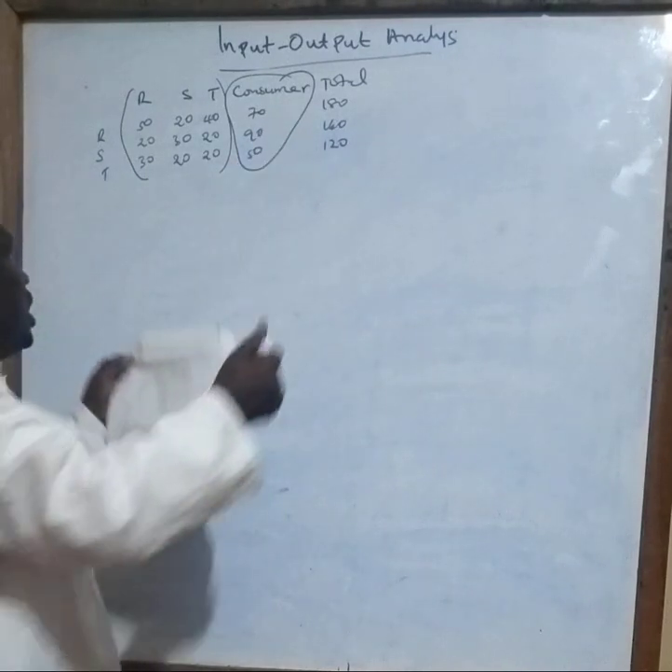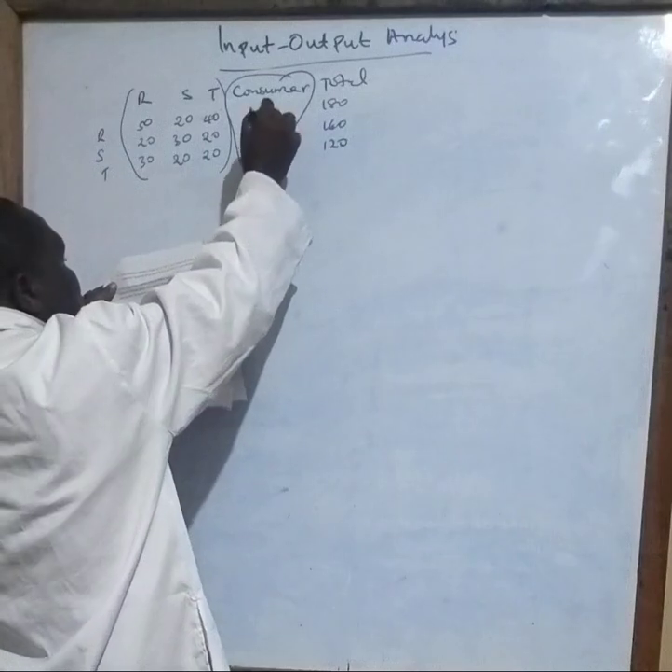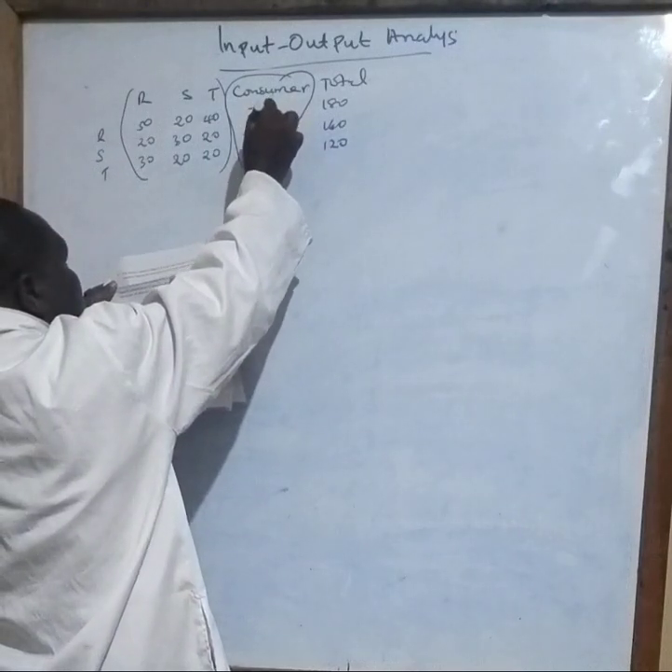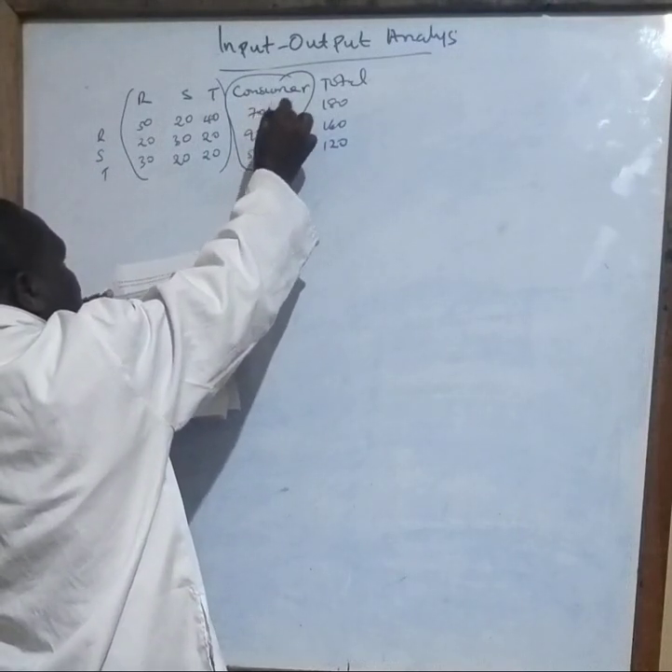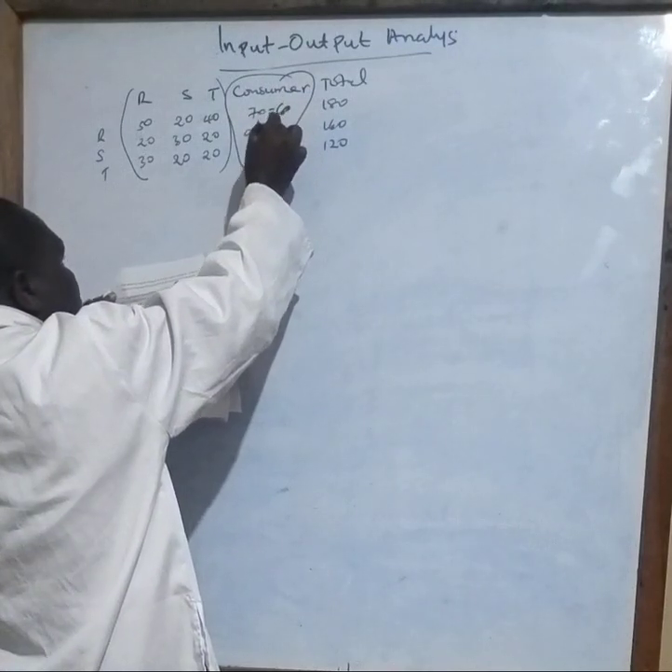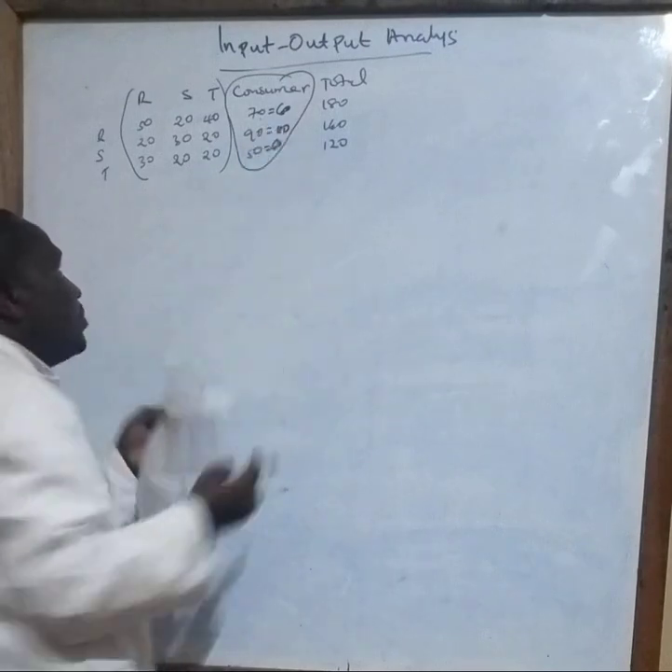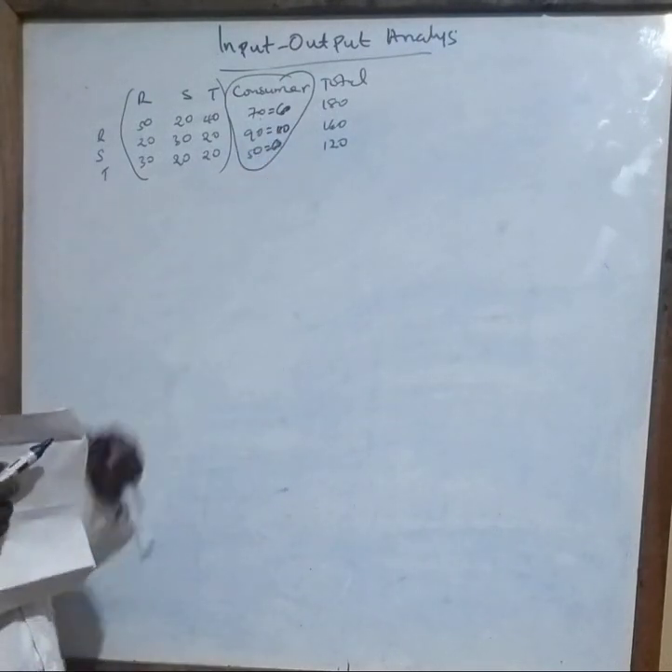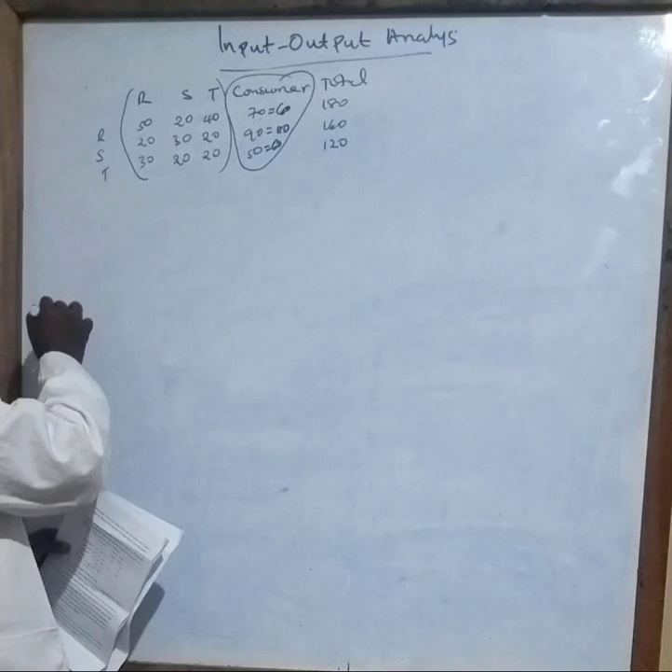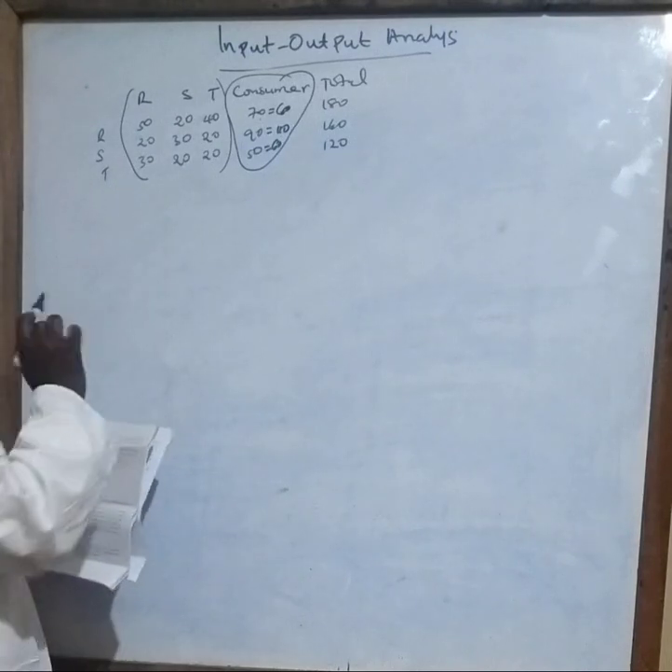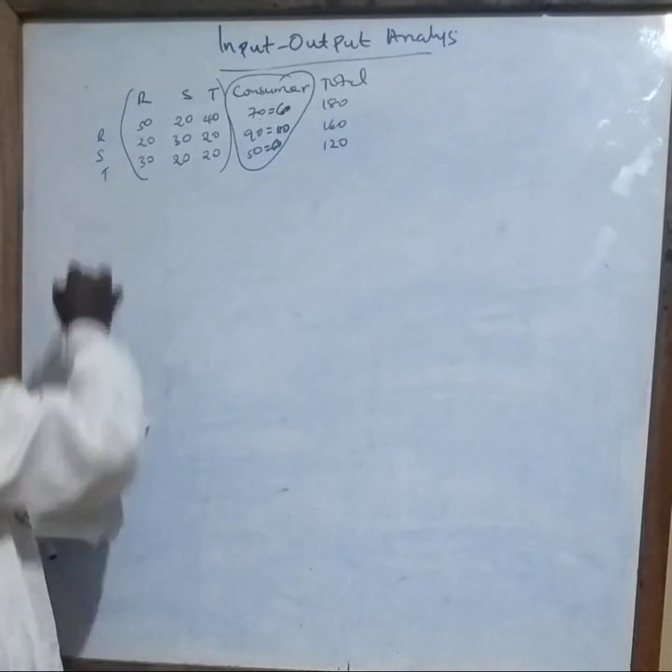So it is changing. Instead of 70, it is now 60. Instead of 90, it is 110. Instead of 50, it is 60. You can see. So this one here is what we shall now call total demand. But before we go there, let's calculate the coefficient.